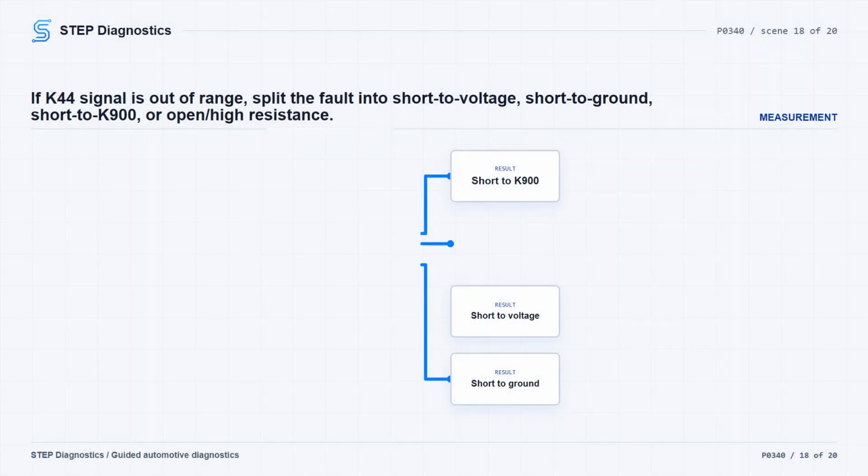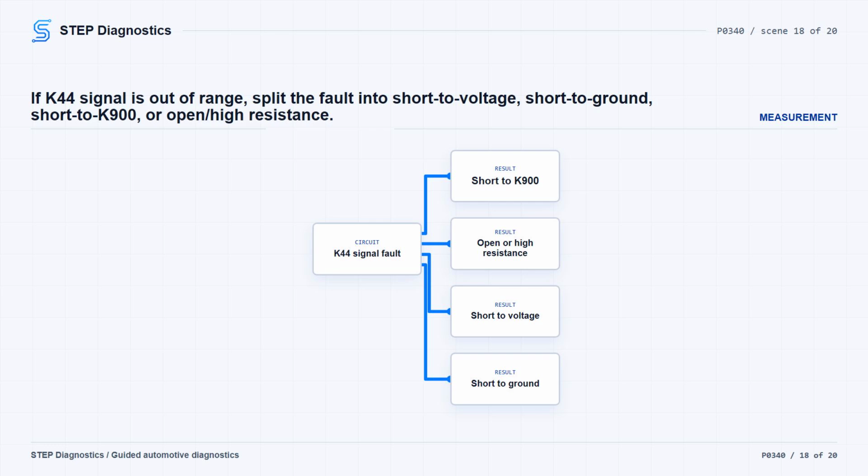If the K44 CMP signal circuit was not between 4.8 and 5.2 volts, turn the ignition off, disconnect PCM-C2, turn the ignition on, and measure voltage on K44 at the CMP sensor connector. If any voltage is present, repair K44 for a short to voltage and verify the repair. If no voltage is present, turn the ignition off and check continuity between ground and K44. Continuity there means repair K44 for a short to ground. If that is clean, check continuity between K44 and K900 sensor ground. Continuity there means repair K44 for a short to the sensor ground circuit.